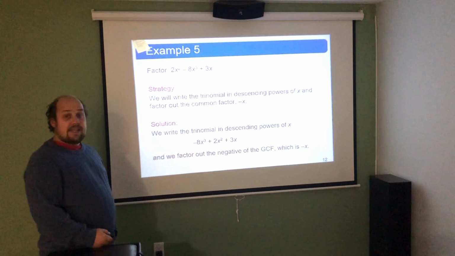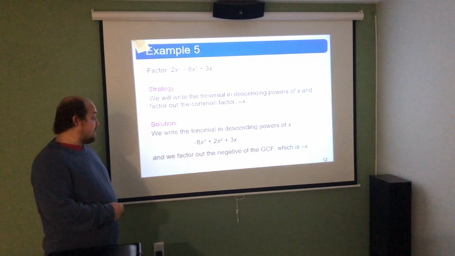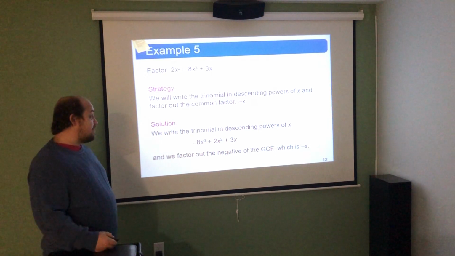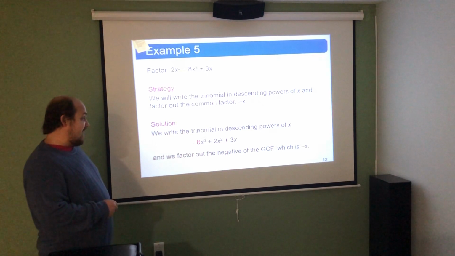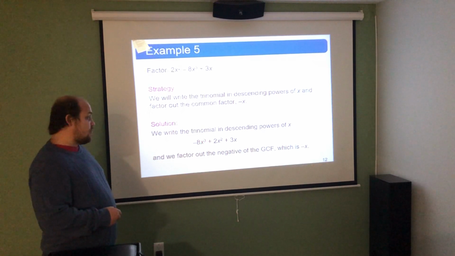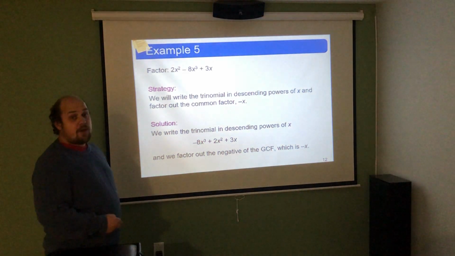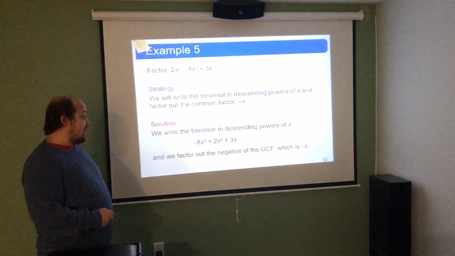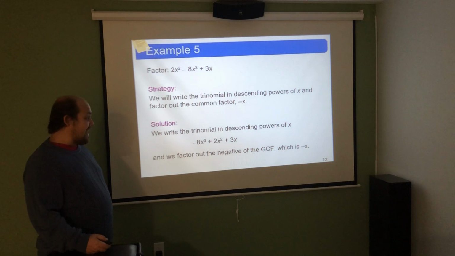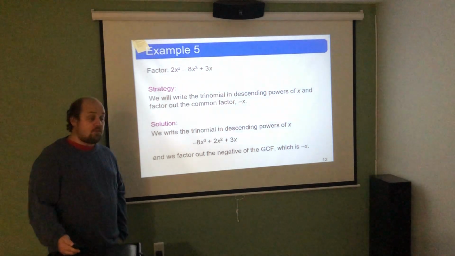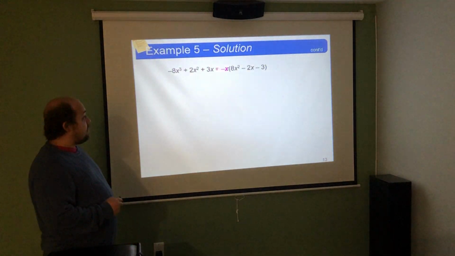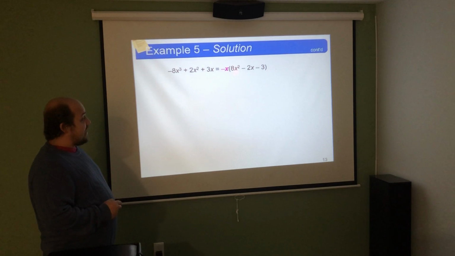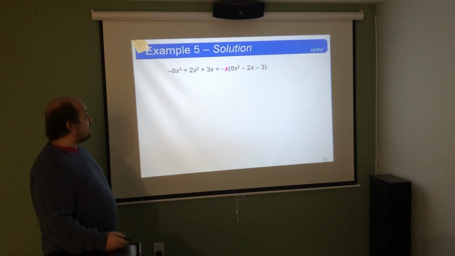a negative x. Taking out a negative x really means I'm going to divide each of these 3 terms by negative x. When I divide negative 8x cubed by negative x, the negatives go away, 1x goes away, and I'm left with positive 8x squared. When I divide 2x squared by negative x, I'm left with negative 2x. And when I divide positive 3x by negative x, I'm left with negative 3. So as you can see, pulling out the negative x leaves me with 8x squared minus 2x minus 3.